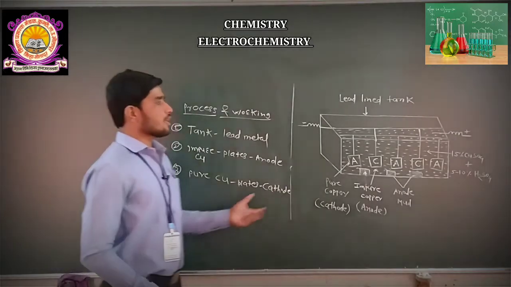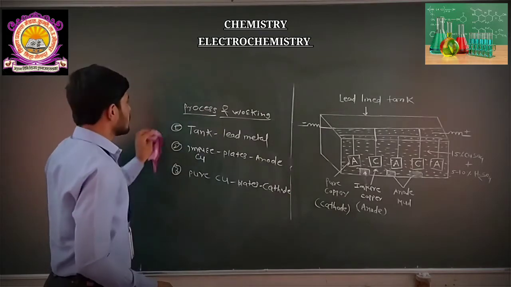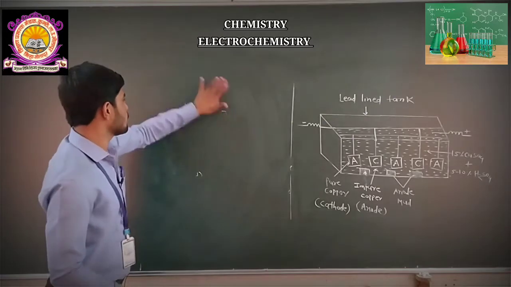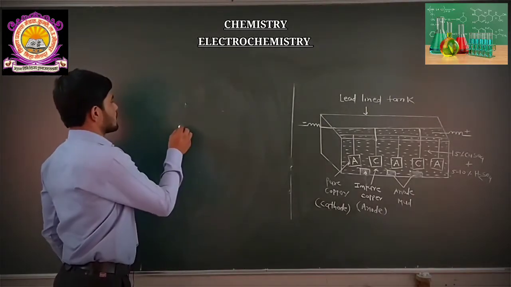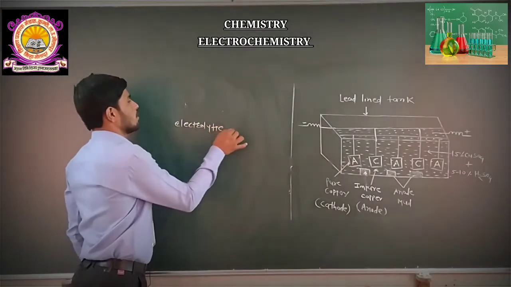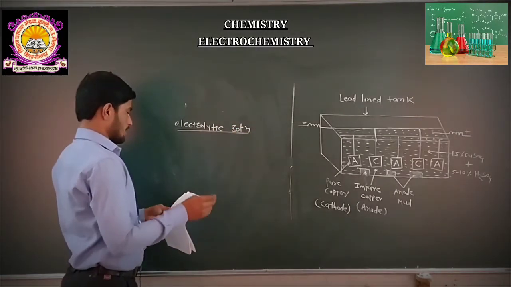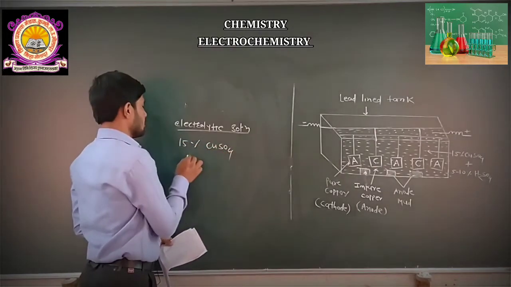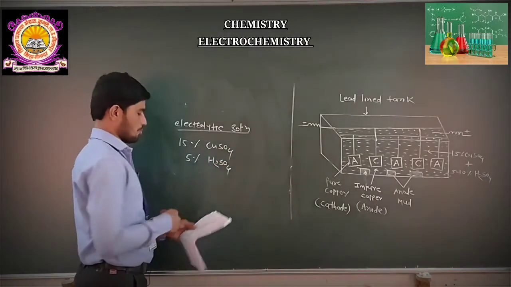Now both anode and cathode are placed in an electrolytic solution. The electrolytic solution present in the electro-refining of blister copper contains 15% copper sulfate and 5% sulfuric acid, H2SO4.